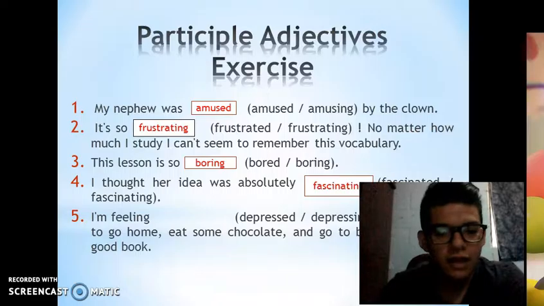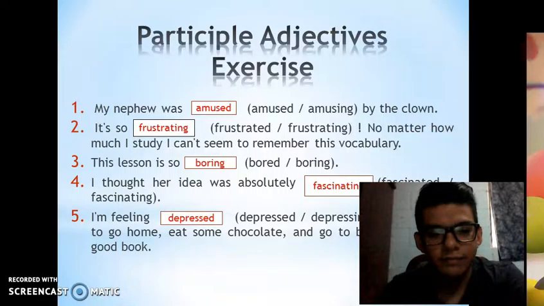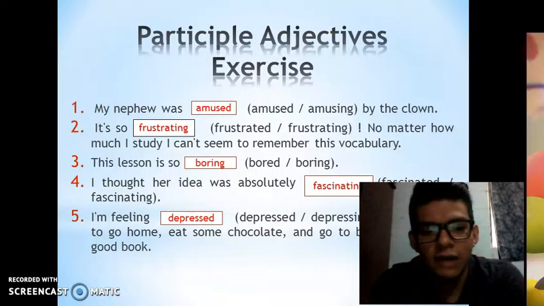And the last one, I'm feeling depressed. So I'm going to go home, eat some chocolate, and go to bed early with a good book.